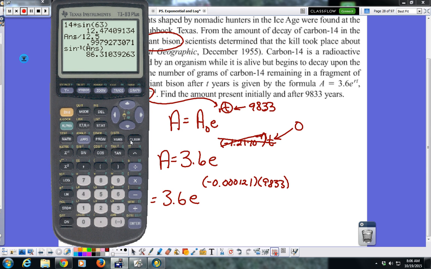Typing the whole thing in is simply 3.6 times e to the power. Again, a reminder that we have two different e buttons. You have one above the LN and you have another one over here. Use whichever one. If you use this one over here, it just doesn't put the little caret up there, so you have to do it yourself. That's the only difference. So you have negative 0.000121 times 9,833. Enter. 1.106, so about 1.1 grams is left.